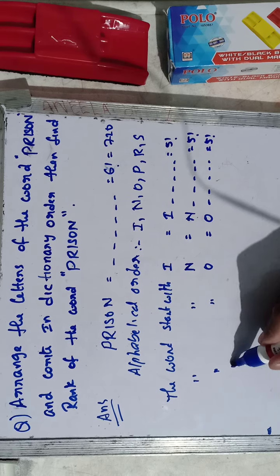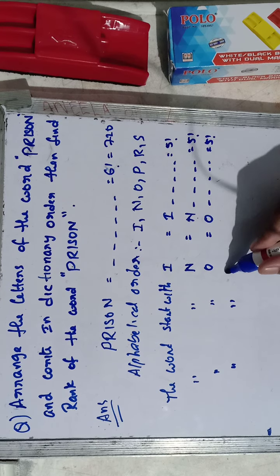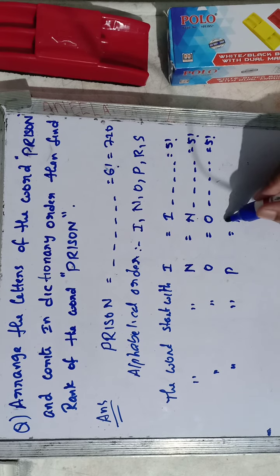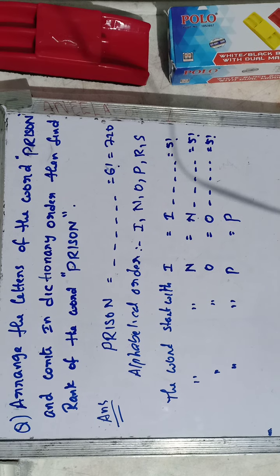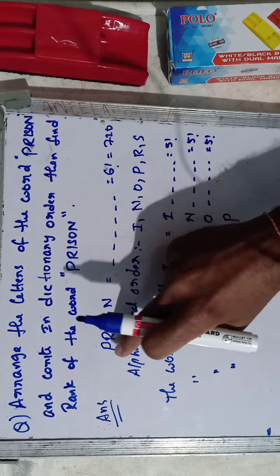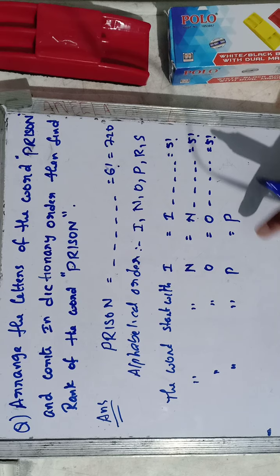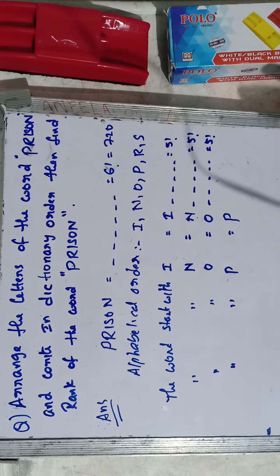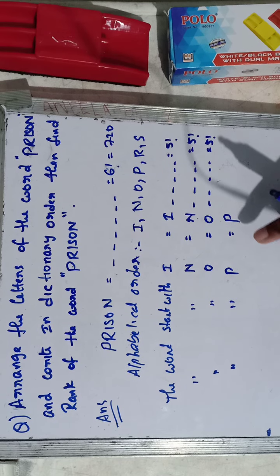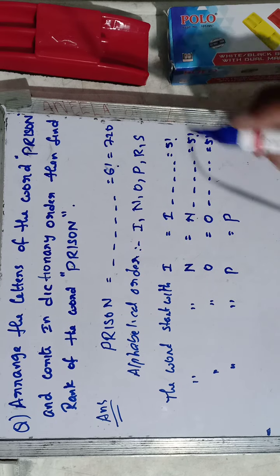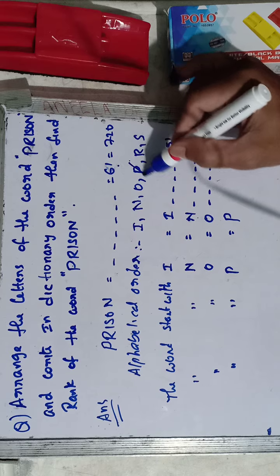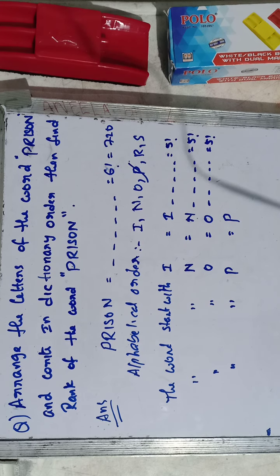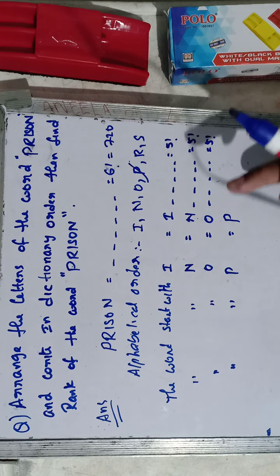Next, the words starting with P. We want the rank of PRISON, so the first letter is P. We got P, so we have got the first letter. Next we have to search for the second letter. Before going to the second letter, we have to delete P from the alphabetical order.